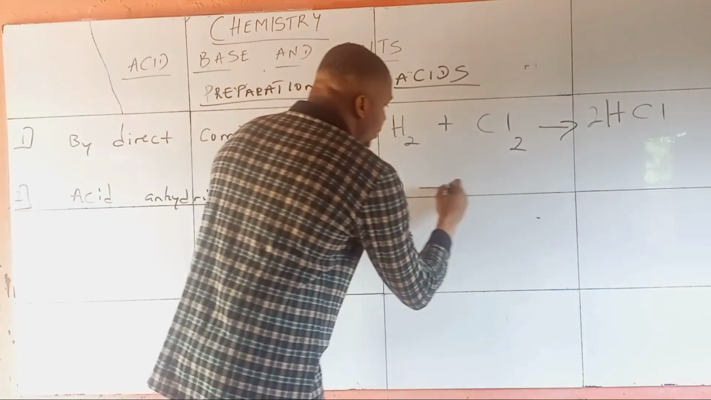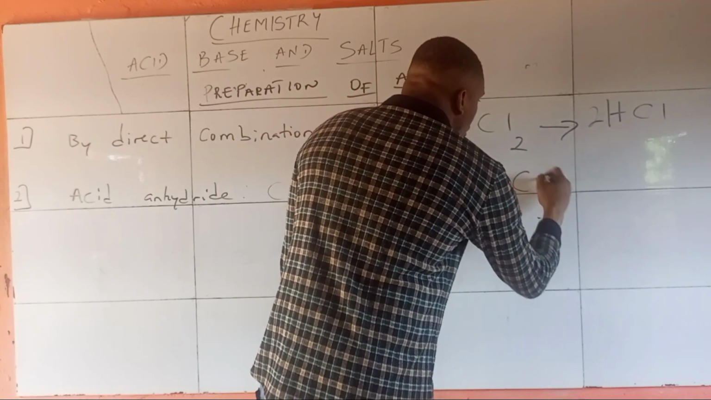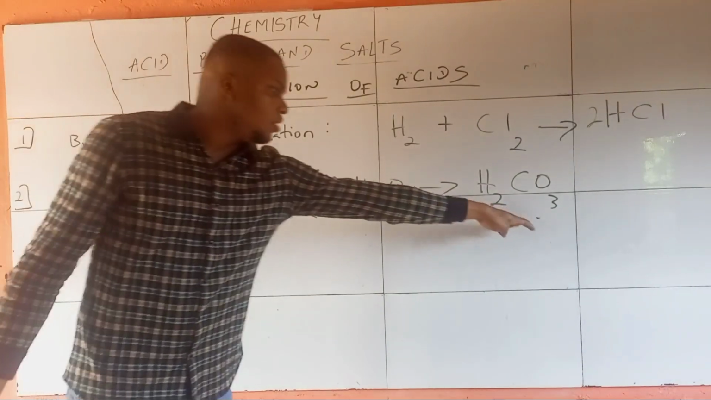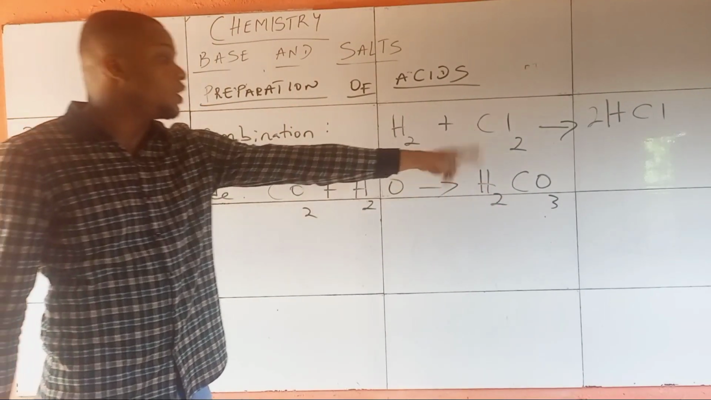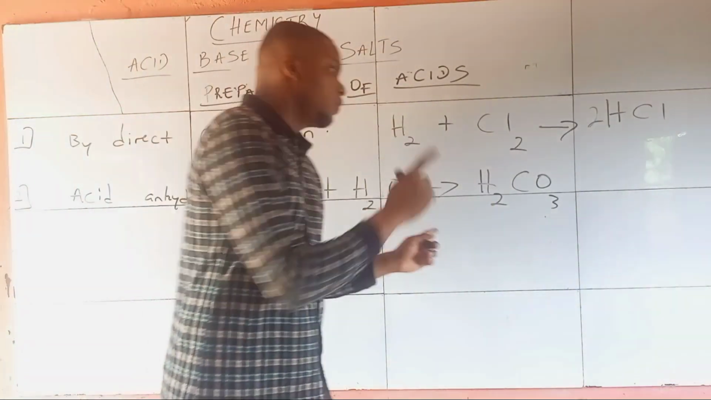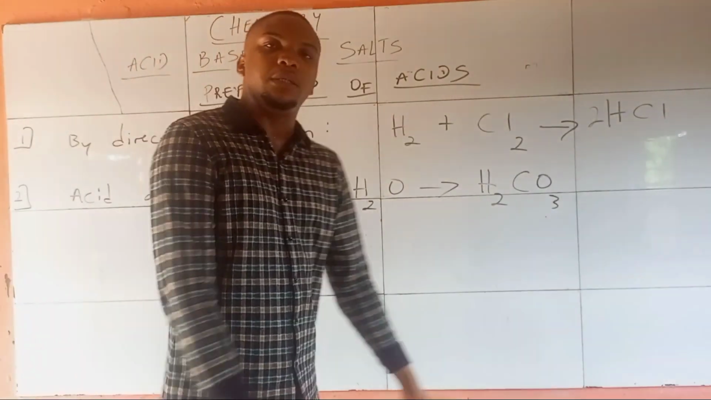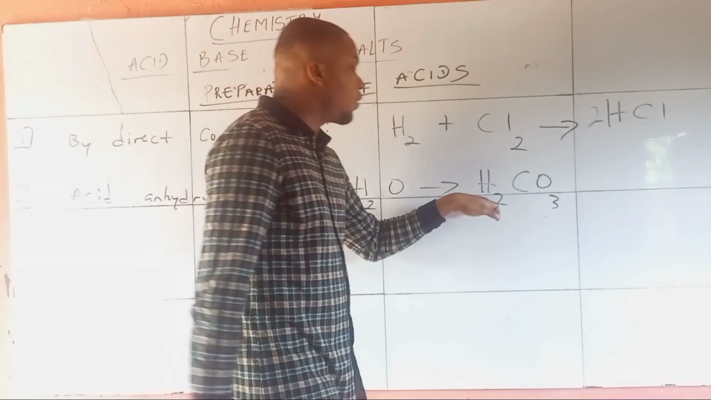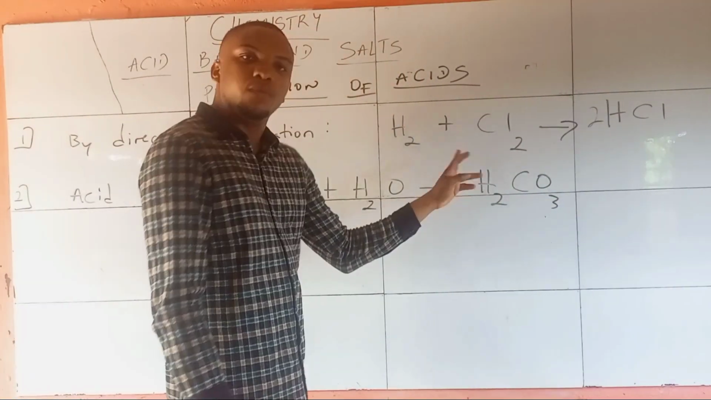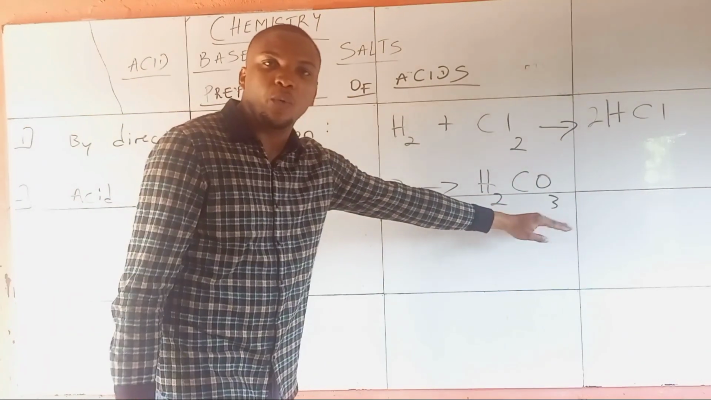What will this give me? What will be this product? H2CO3. This is an acid. This is a weak acid. Trioxocarbonate(IV) acid. I was trying to calculate the oxidation state. 3 times 2, 6, minus 2, 4. Trioxocarbonate(IV) acid. This is a weak acid.